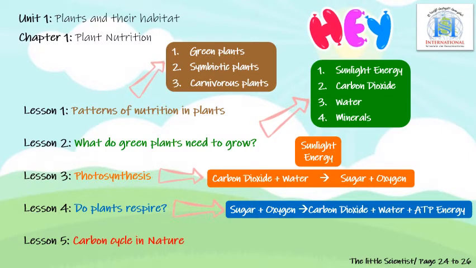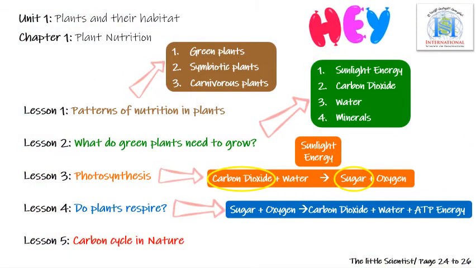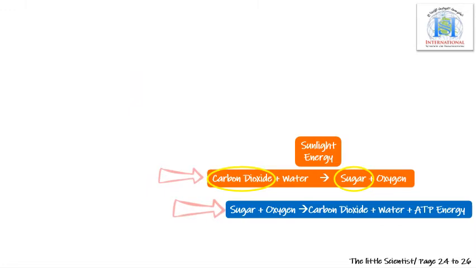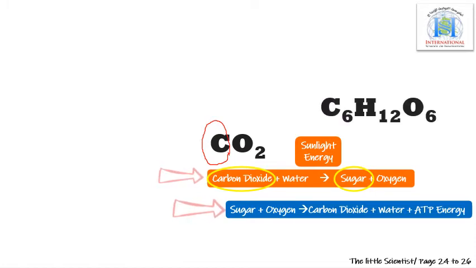Last lesson in this chapter talks about the carbon cycle in nature. Let me use these two equations, the photosynthesis equation and the respiration equation. In the carbon dioxide, we can clearly see the carbon. This is the carbon that is one of the components of the carbon dioxide. Sugar. This is the formula of the glucose. Carbon is also found in the glucose.